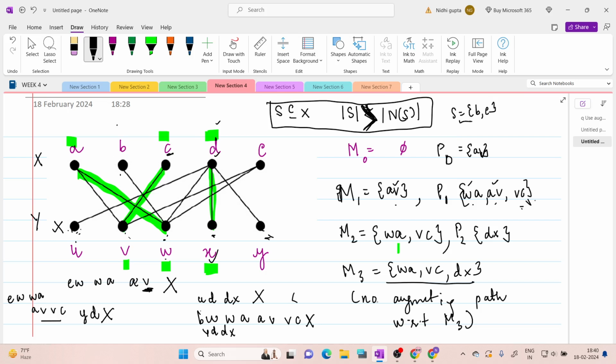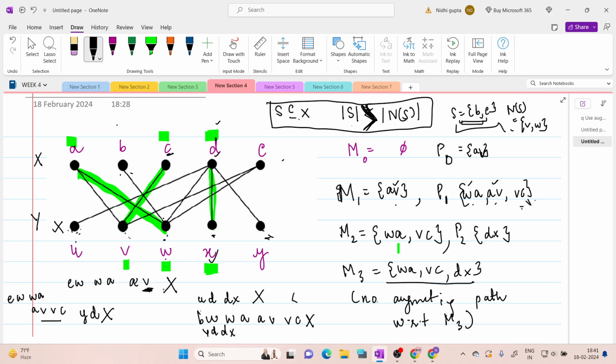Firstly I'll clarify this one. If you are taking S equal to B, E, then the common neighbors of B, E are V, W. So N(S) is coming out to be E, V, W, right? So it is not satisfying this condition. So this S is not correct. And second, S is given as B, W. This is also not correct because Hall's theorem says you are finding a matching that saturates X or Y, so they should belong to one component. So both these S are incorrect.